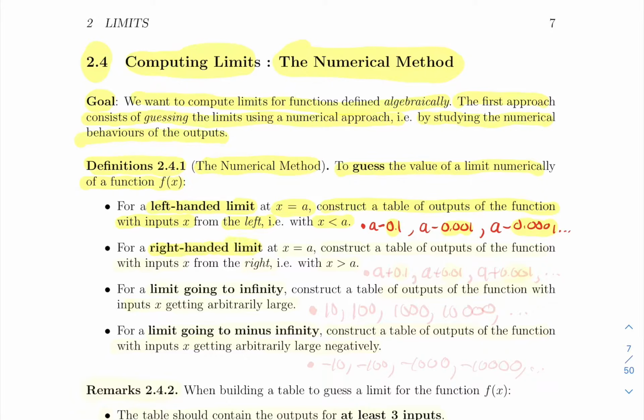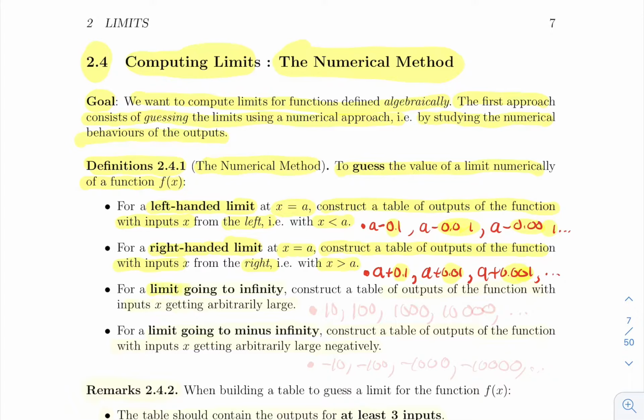So for a right-handed limit, you're going to use the exact same idea, but you're going to construct a table of outputs with inputs that are from the right, so strictly bigger. And typically what I'll be using is that, if we care about a, just by adding 0.1, and then 0.01, so of course when you're adding a smaller number, you're getting closer, 0.001, and typically this is enough to find a pattern. And of course by adding 0.1, 0.01, 0.001 to a, you're getting a bunch of inputs that are getting closer and closer to a, but are on the right side, so they're strictly bigger.